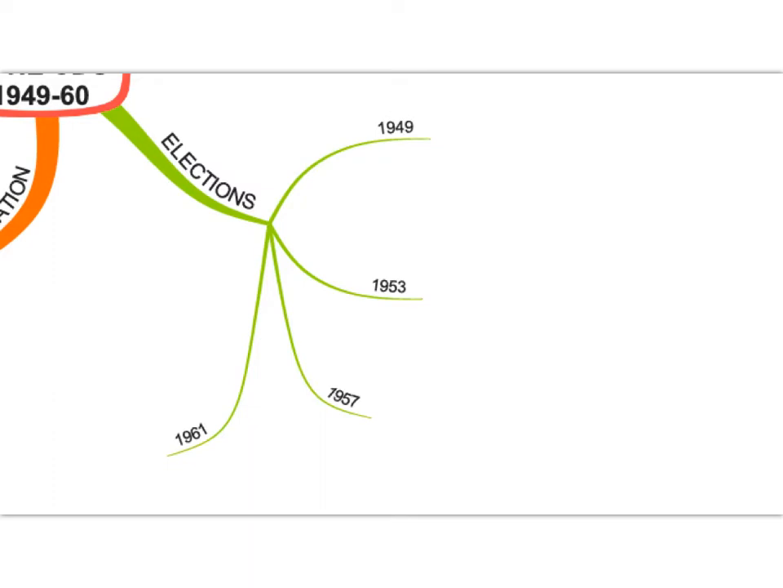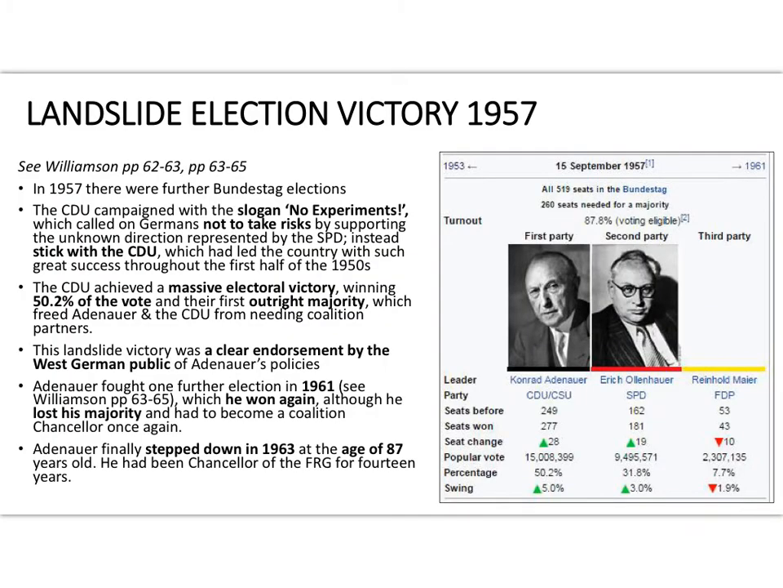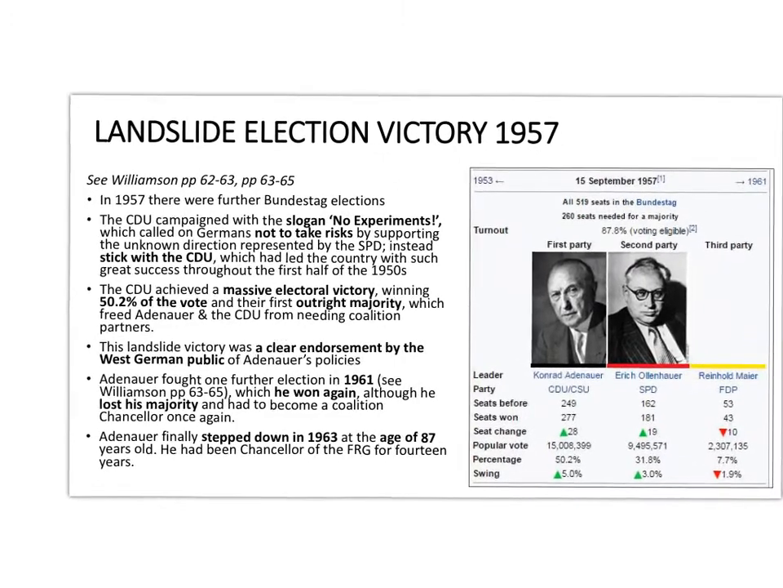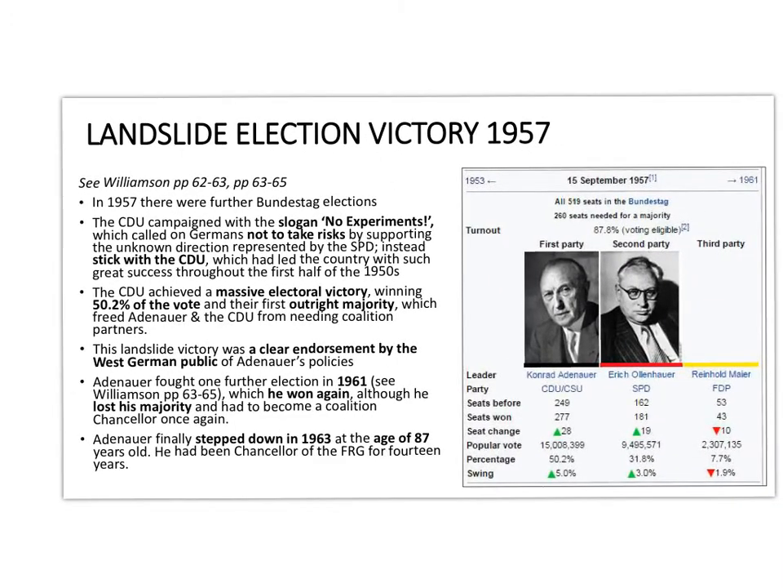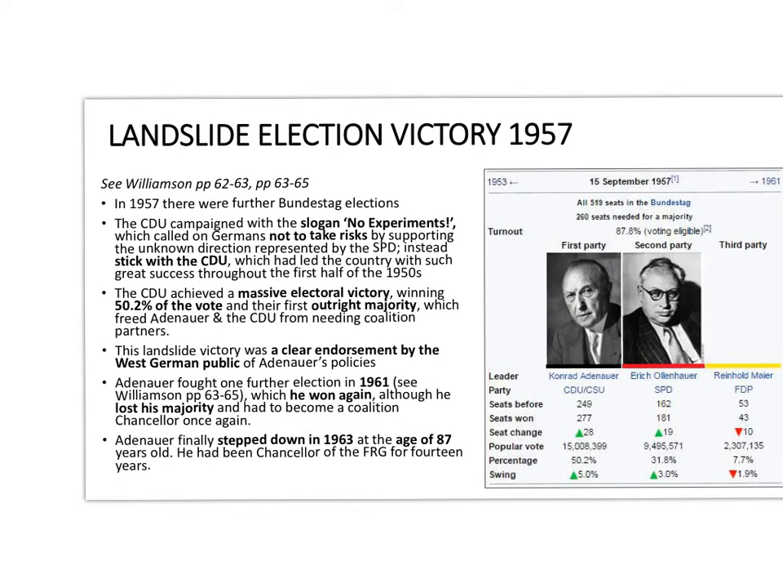Let's go back to the elections. So this is why understanding the elections, they happened every 4 years. We talked about 1949, largely fought over economic issues. 1953, largely fought over the rearmament issue. Then in 1957, another round of Bundestag elections. And this was the famous election where the CDU won an overall majority. So you might want to pause the video, have a quick read about it from Williamson, pages 62 to 63, and also on pages 63 to 65.